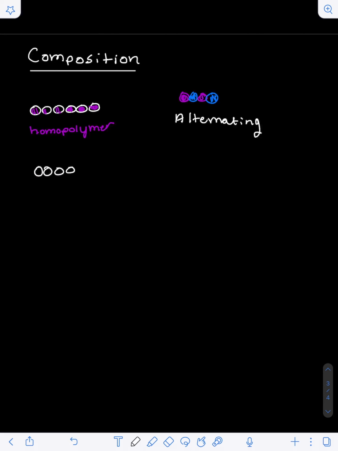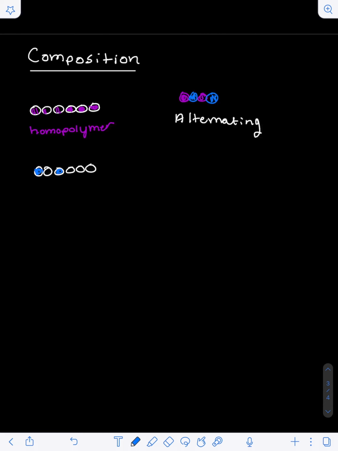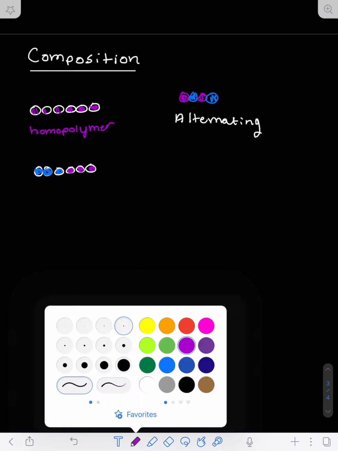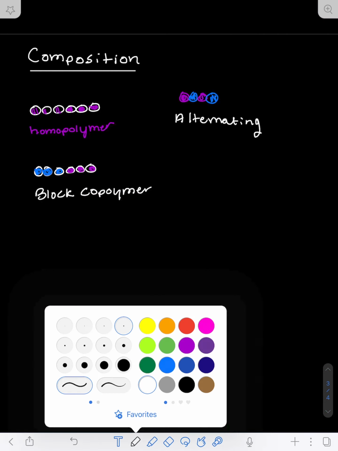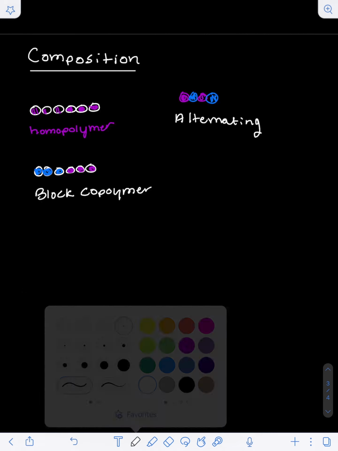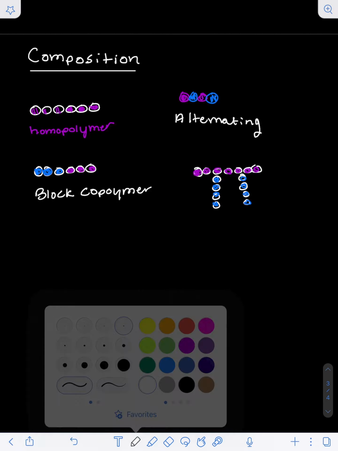You can also have polymers made of segments of one monomer, then segments of another monomer, called block copolymers. And as a note, block copolymers can also be made from one monomer, but which is different stereochemistry, and that leads to different regions formed in the polymer chain. Graft copolymers are branch copolymers with one or more side chains of a homopolymer essentially attached to the backbone of the main chain.